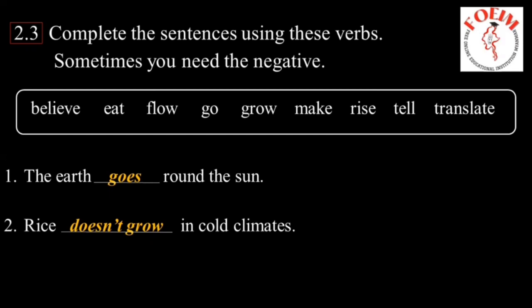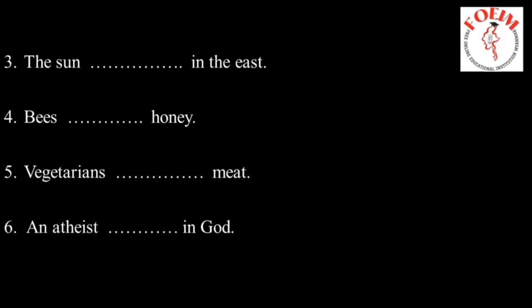Number 2, rice doesn't grow in cold climates. Okay, the next one: the sun blank in the east. Rises. Number 4, bees blank honey. Bees make honey. Because bees is plural, there's no need to add s to make.